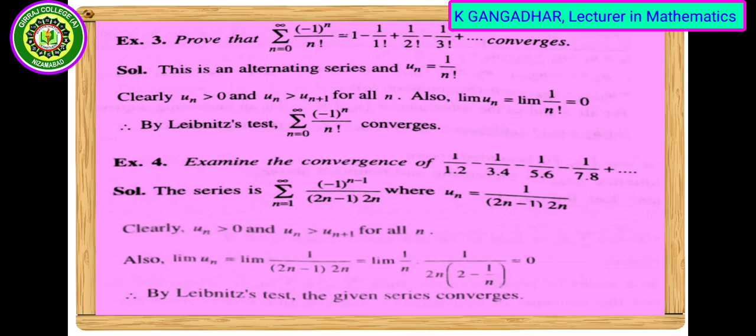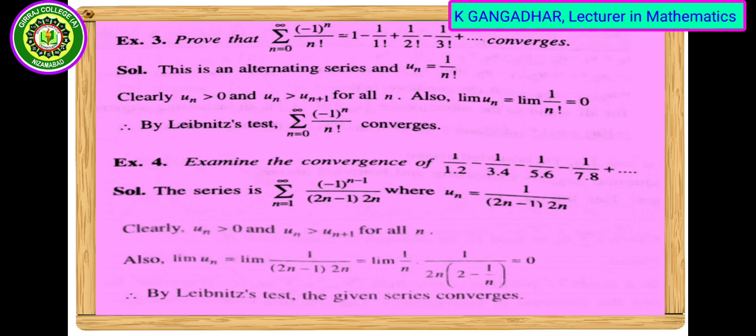u_n greater than u_(n+1) means the given series sequence u_n is a decreasing sequence, and limit u_n equal to limit 1 by n factorial, which equals 0. So therefore, by Leibniz test, the alternating series is convergent.